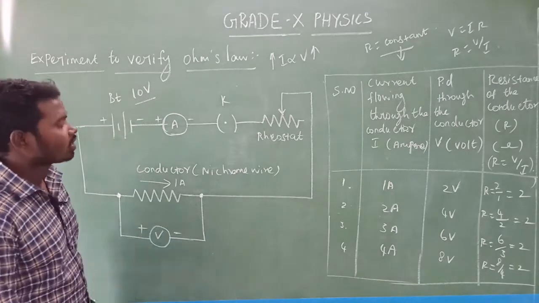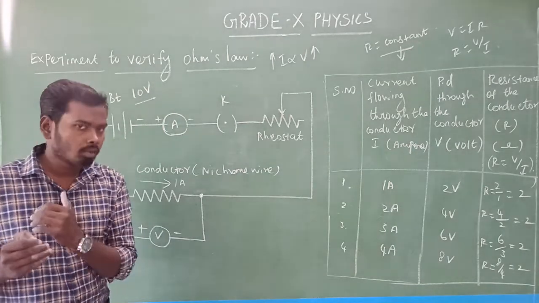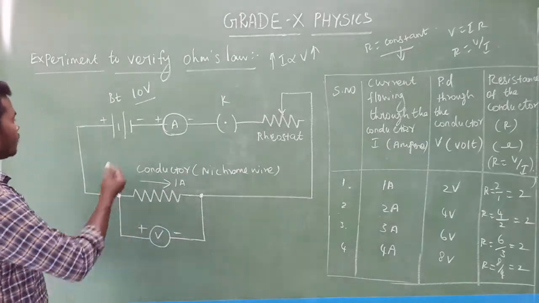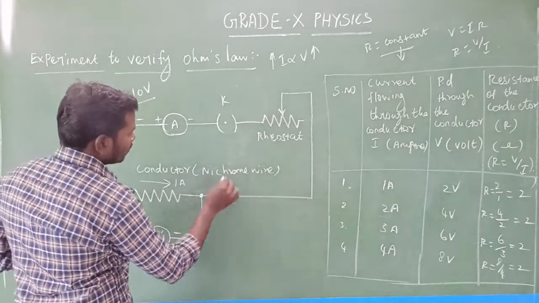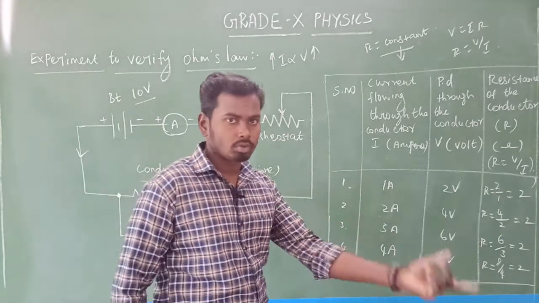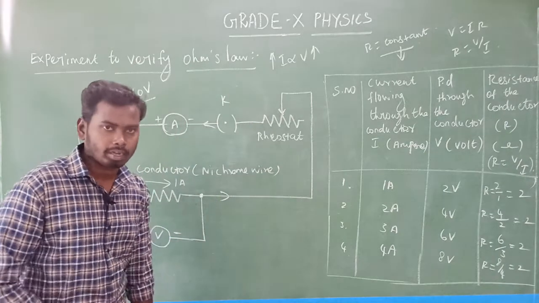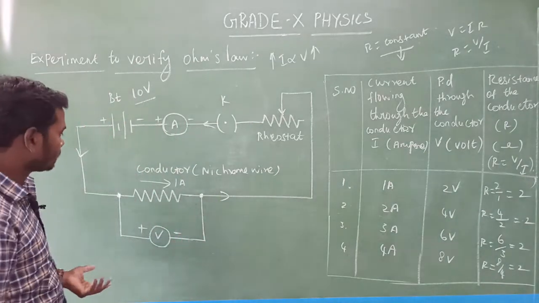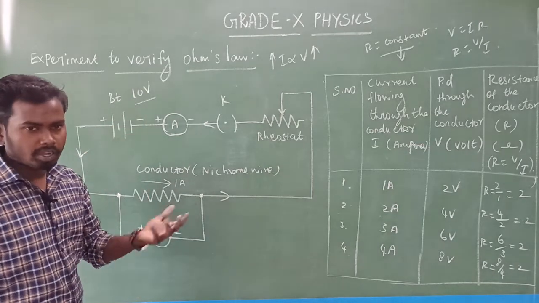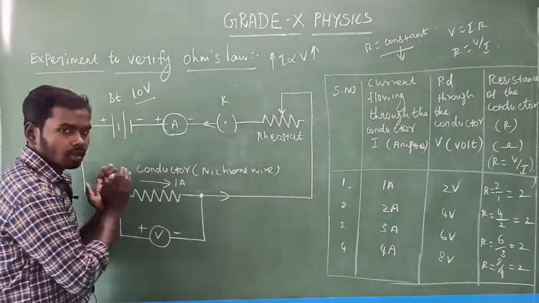So due to this potential difference, what will happen? The electrons will move from one part of the conductor to another part of the conductor, but the current will flow from positive terminal to negative terminal, whereas the electrons will move from negative terminal to positive terminal. That is opposite to the direction of current. So already we know very well, isn't it? Yes.